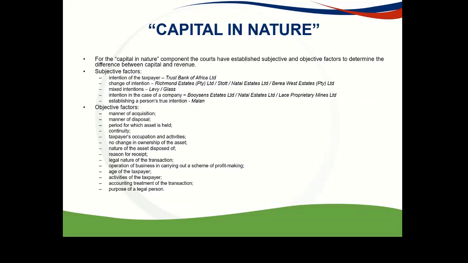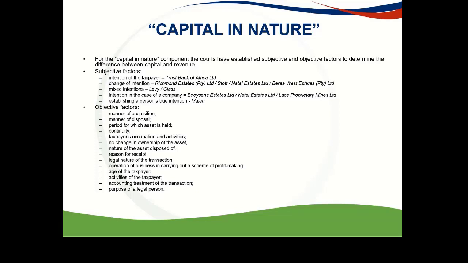Then capital in nature can be quite difficult to determine, whether it's capital or not. So there have been a couple of tests, factors that have been established, subjective and objective factors that must be taken into account to determine capital or revenue. Then the subjective factors will be looked at first, and those are the intention of the taxpayer, and the case, there's the Trust Bank case, and whether there was a change in intention from capital to revenue.